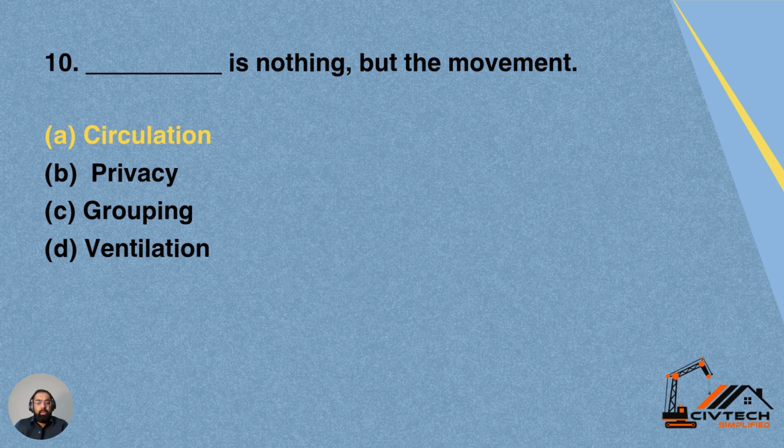Then we have question number 10. Dash is nothing but the movement. Number A, circulation. Number B, privacy. Number C, grouping. Number D, ventilation. So what is movement? Among them, it is circulation. Circulation is nothing but the movement.